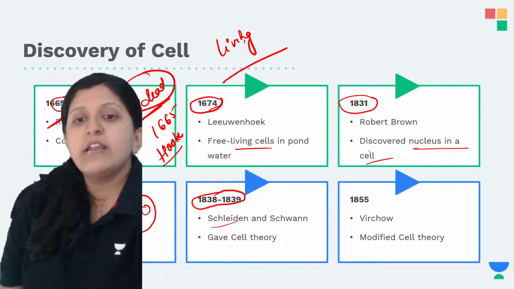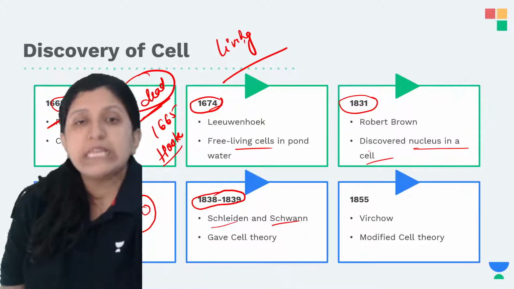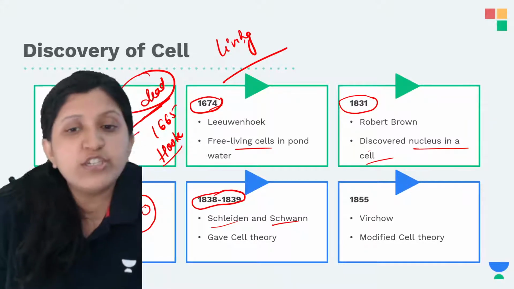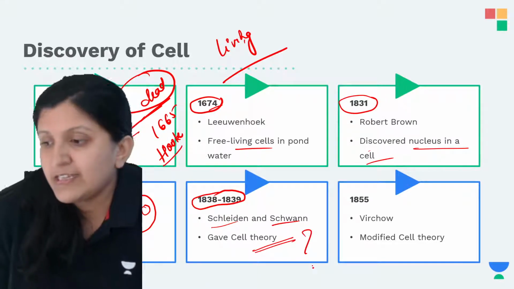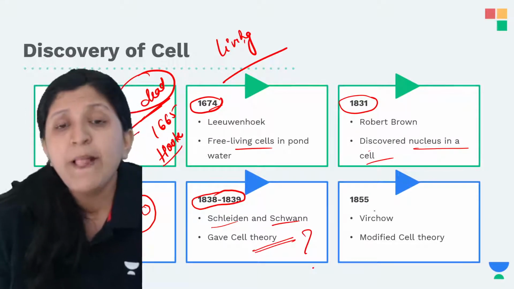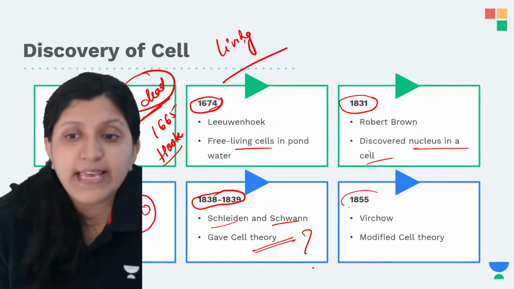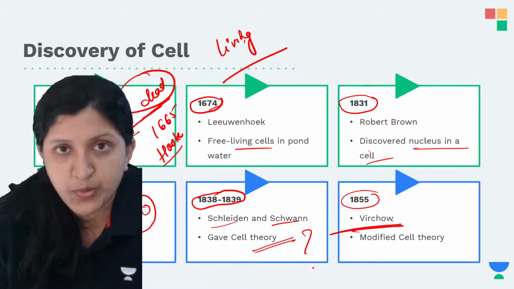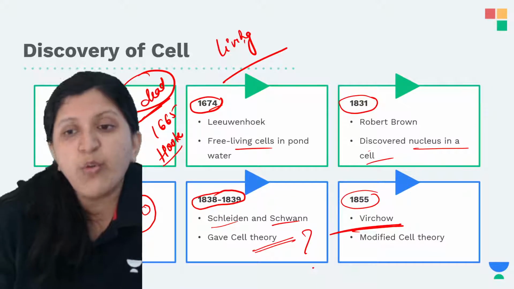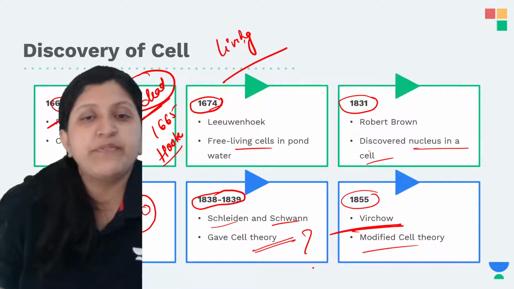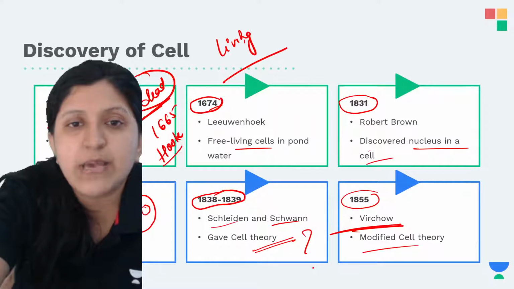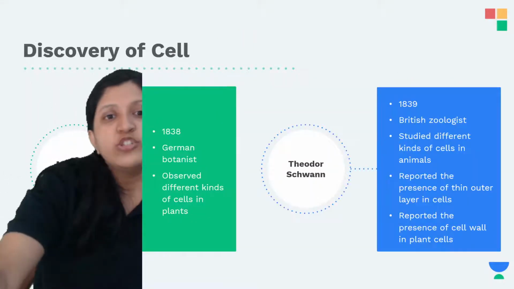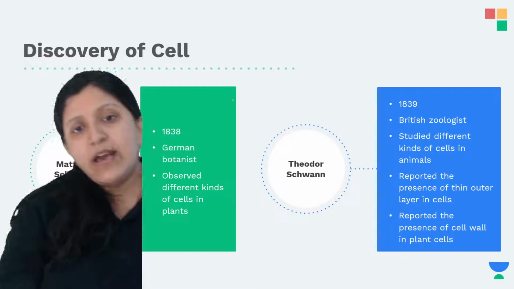In the same period, that is 1838 and 1839, it is Schleiden and Schwann. Matthias Schleiden and Theodor Schwann gave the cell theory. We'll discuss what exactly the cell theory is in detail. The modified cell theory was given by Rudolf Virchow in the year 1855. So we'll discuss the cell theory now. This is about Matthias Schleiden.